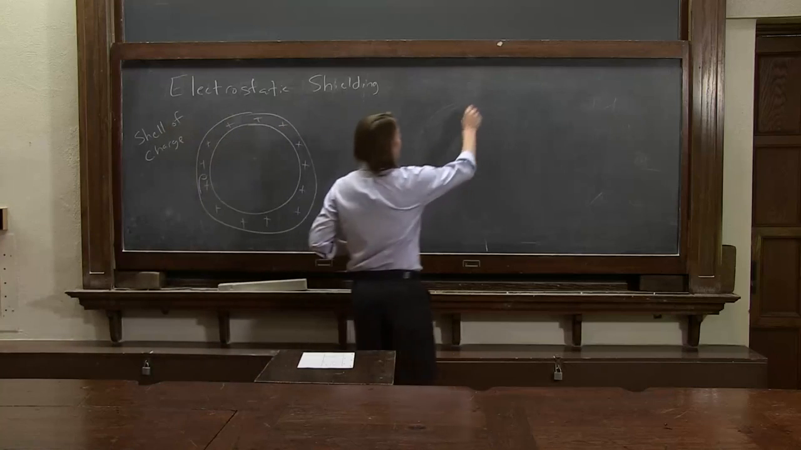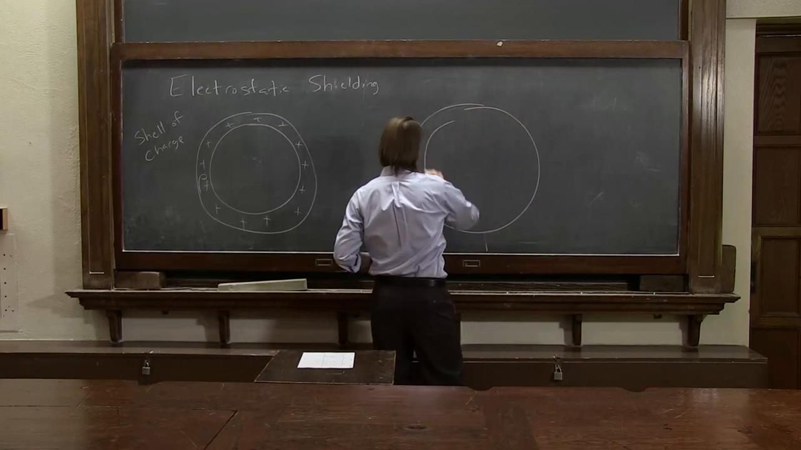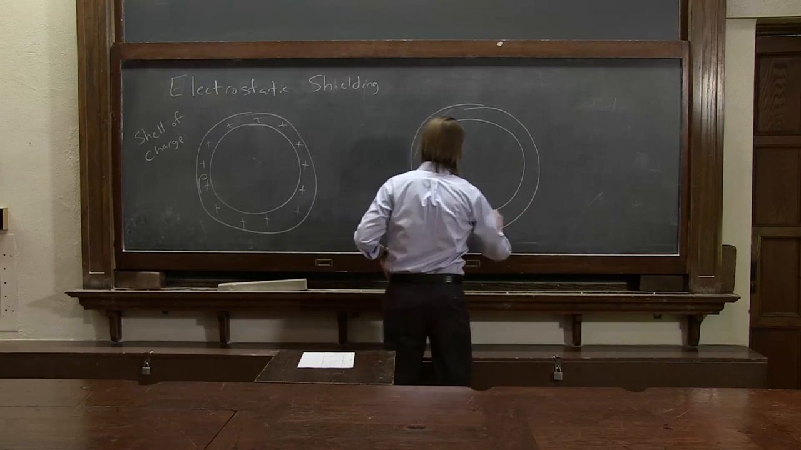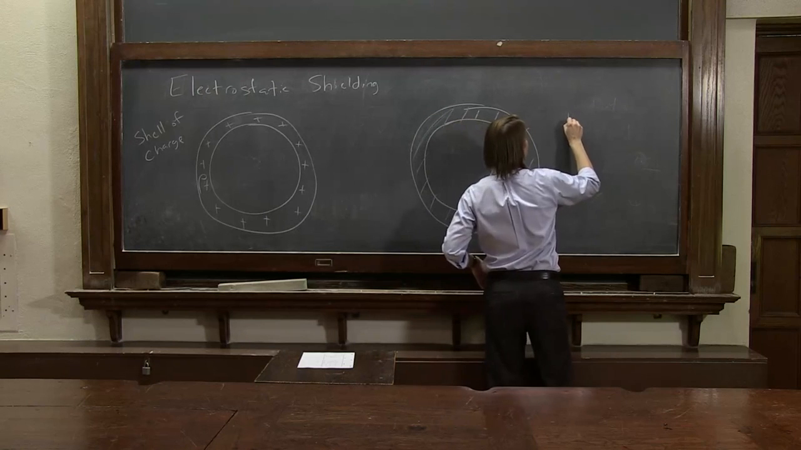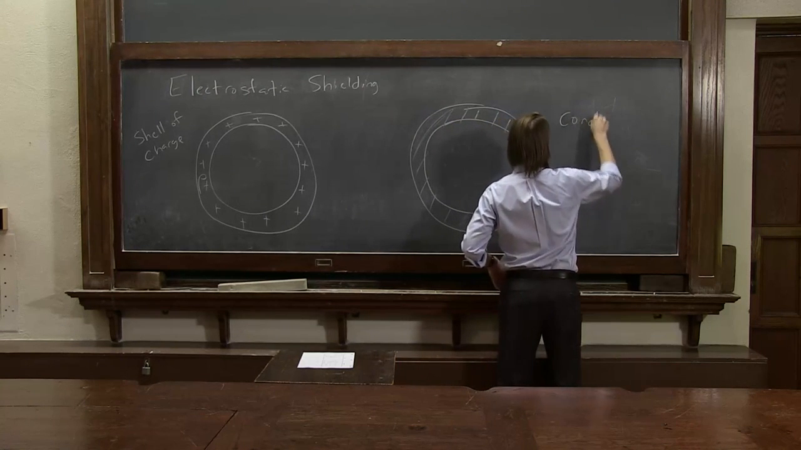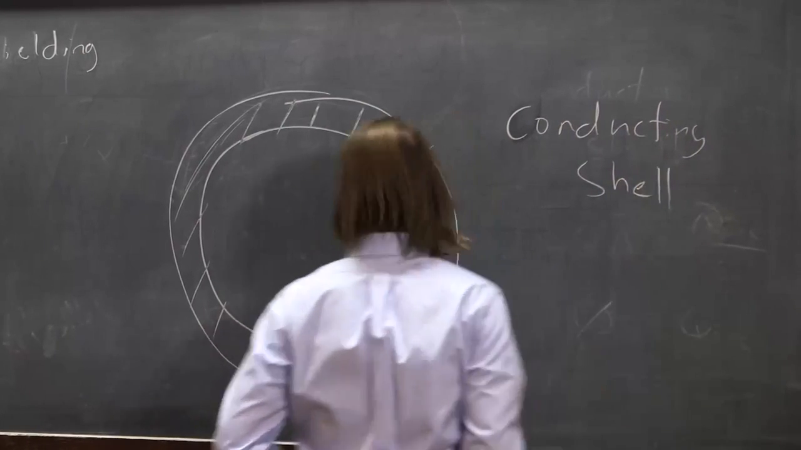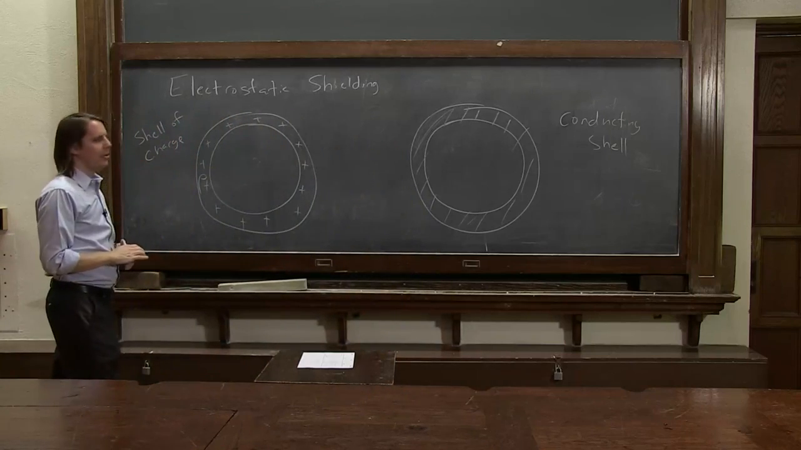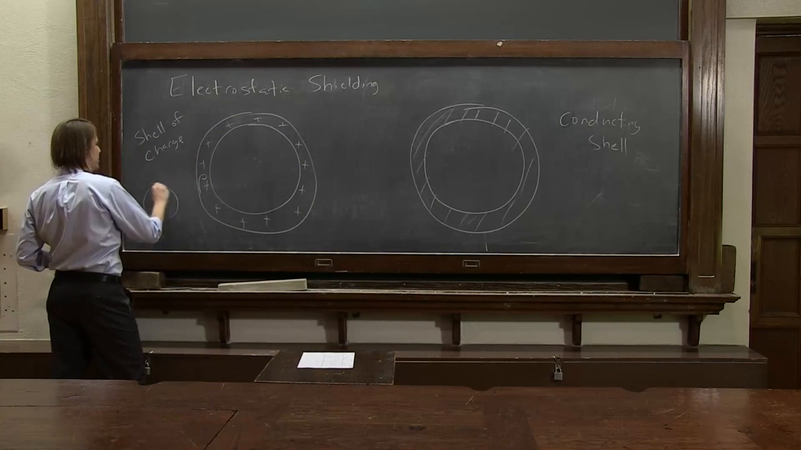You could also think about a metallic shell. I'll hatch mark that to show that it is a conducting shell. It's probably a metal. It doesn't have to be. So will either of these stop an electric field? Let's imagine that we have some big charge here, plus Q.